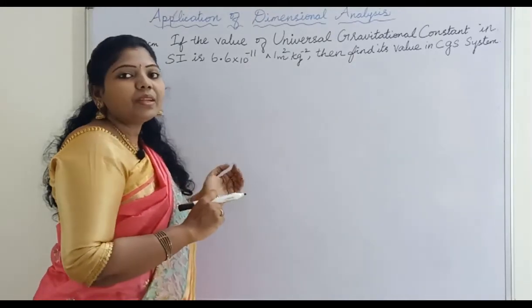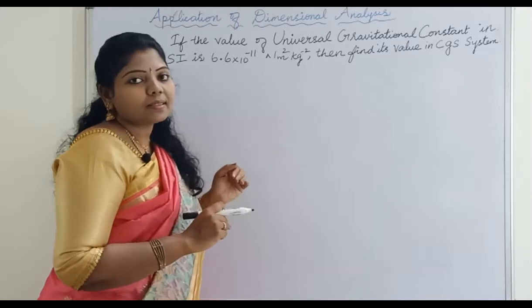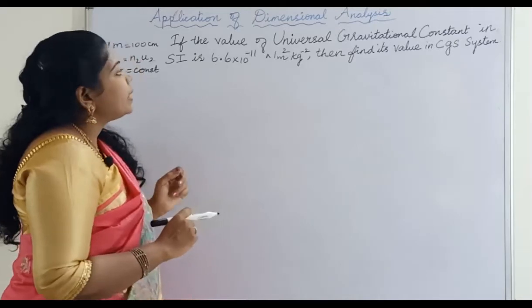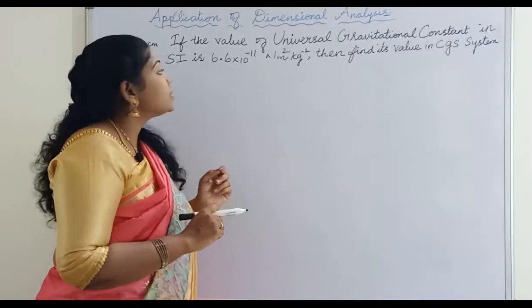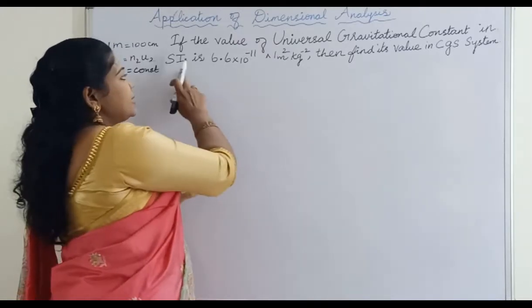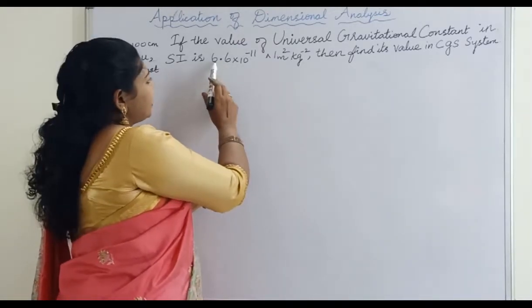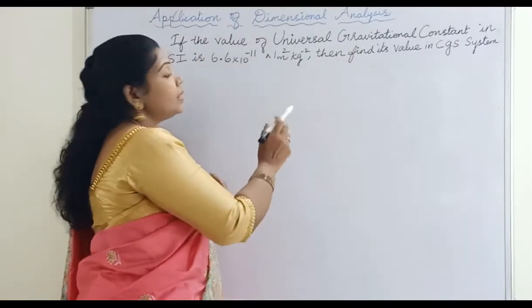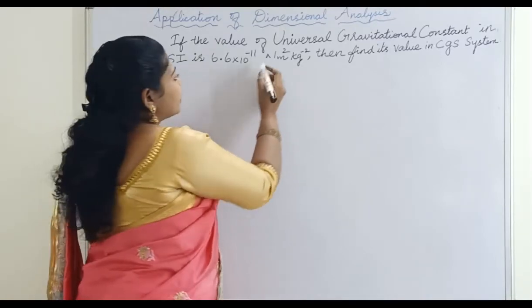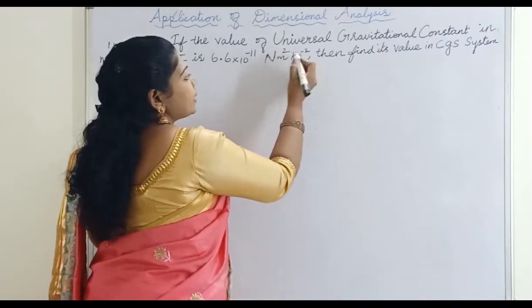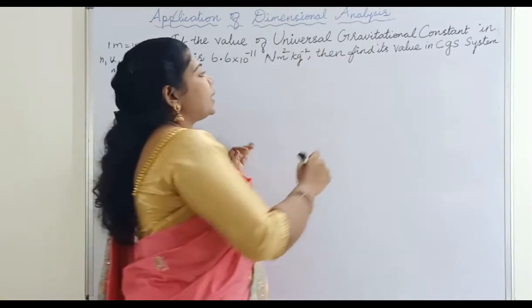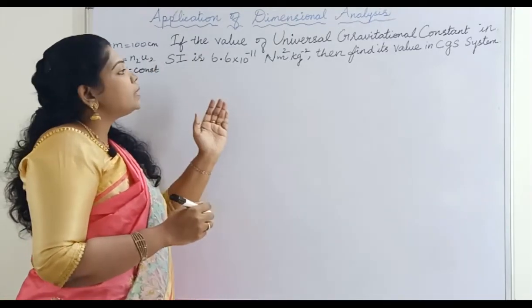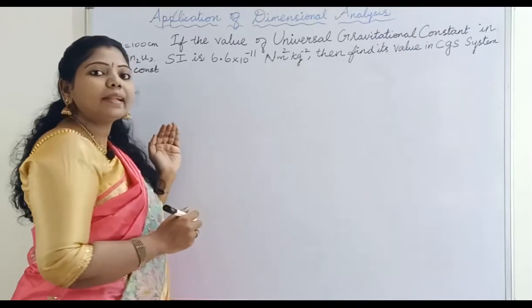By using this equation, N1 U1 is equal to N2 U2, we are going to convert the universal gravitational constant from one system to another system. This is an example problem given in your book. The value of the universal gravitational constant in the SI system is given as 6.6 into 10 power minus 11 newton meter square kg power minus 2, and we have to convert it into the CGS system by using dimensions.